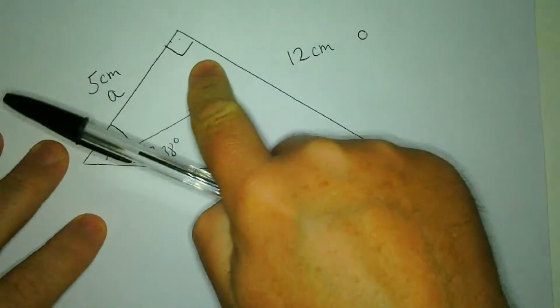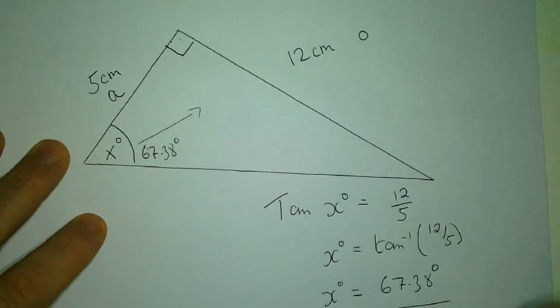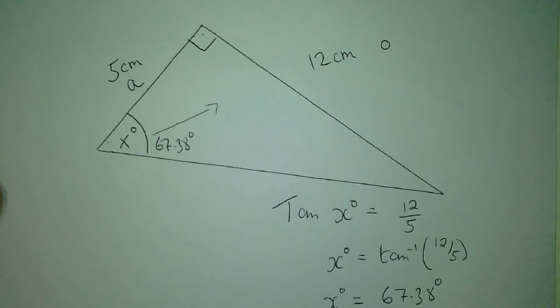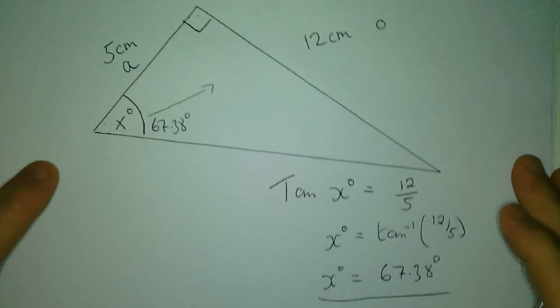Remember the wee rule, because there's loads of things they can ask you. They can say, what's this angle here? Well, you know that that's 90, that's 67, so you could add those two and take it away from 180 and get this one here. So there's loads of things they can start asking you. I think that's enough to get you started on the work for today.